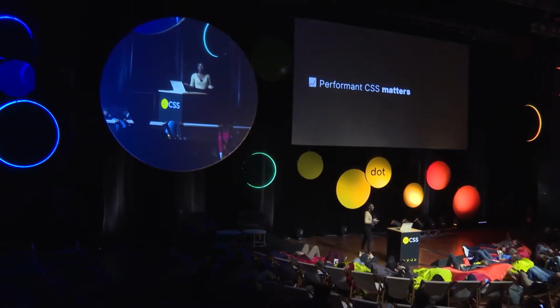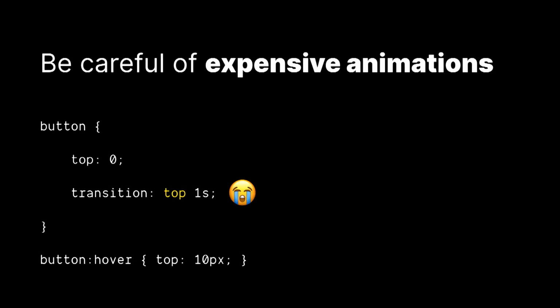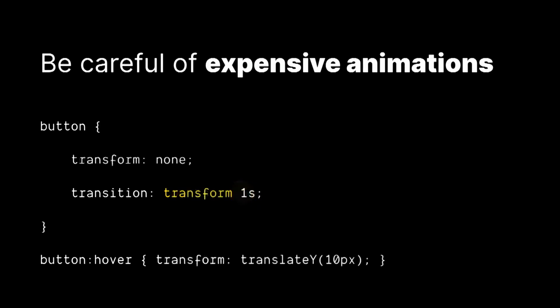And because of that, performance in CSS still really, really matters. Things like how we animate our page are really important, because one of the major contributions to slow websites is basically slow or janky animations. This is usually due to animating the wrong types of CSS properties. Animating something like the top property is going to be really bad and really slow. Animating something like the transform property, on the other hand, is going to be a lot more performant.